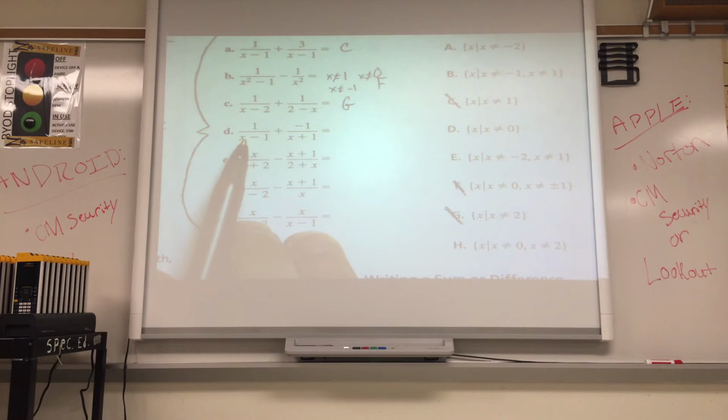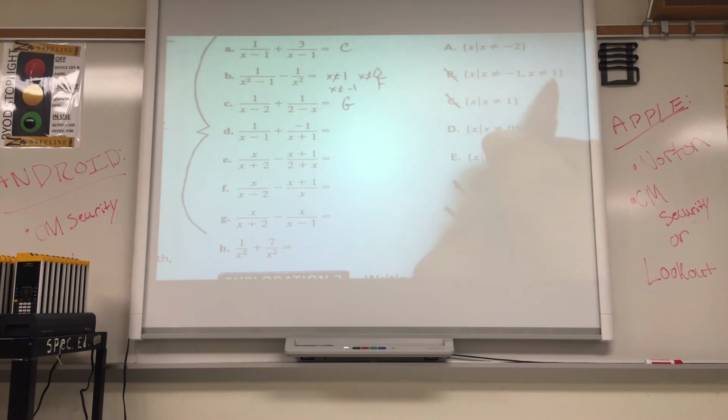This one, x cannot be 1 because 1 minus 1 would be 0. And this one, x cannot be negative 1. So x can't be 1 or negative 1. So the answer would be right here, B. X cannot be negative 1 or 1.